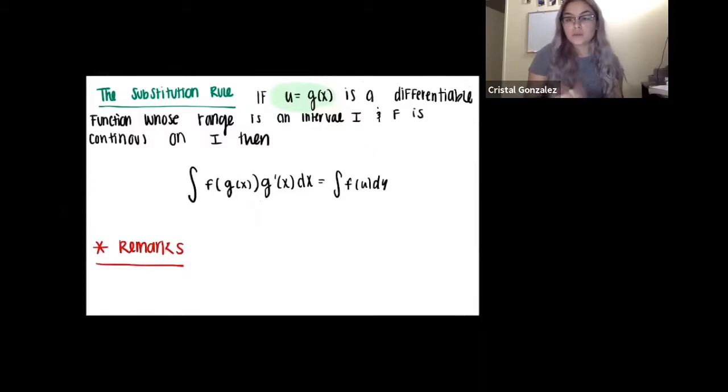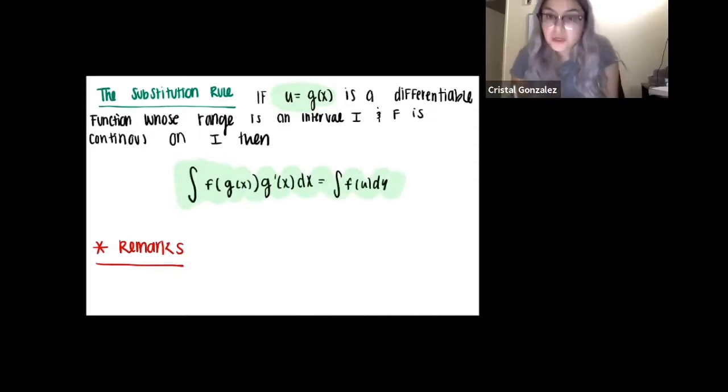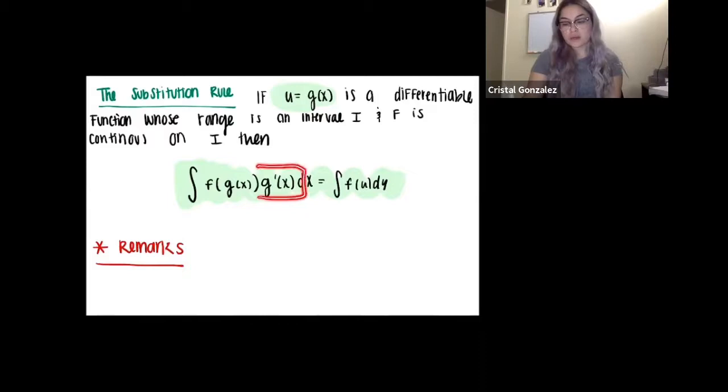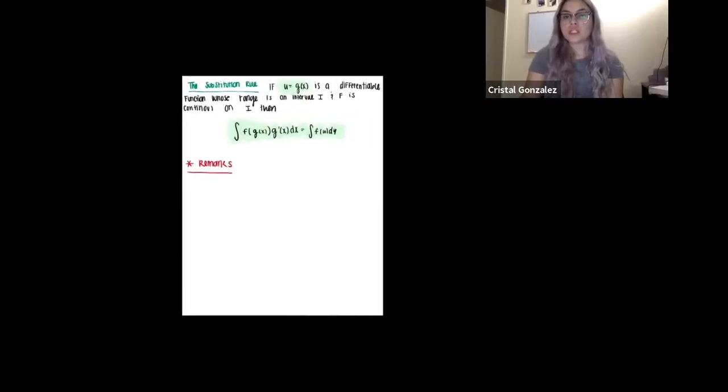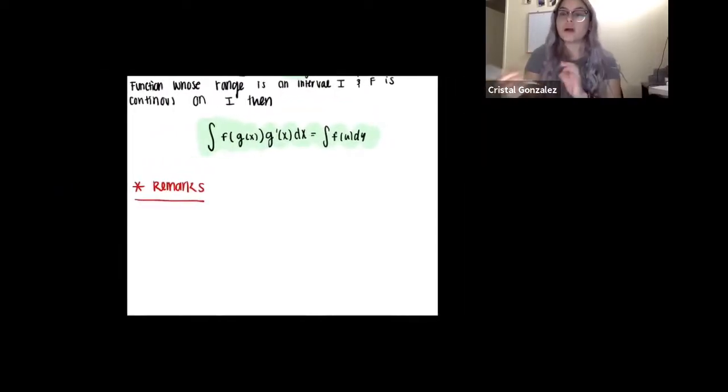Whose range is an interval I, and f is continuous on that interval I, then the substitution rule says that if you have a function f that's composed with another function, like f of g, those compositions of functions multiplied by the derivative of the inside, and I'll show you exactly what we mean by this over here, then we can just integrate f of u du to make our integration a lot easier. So yeah, let's do this.